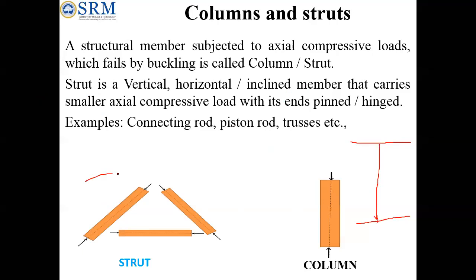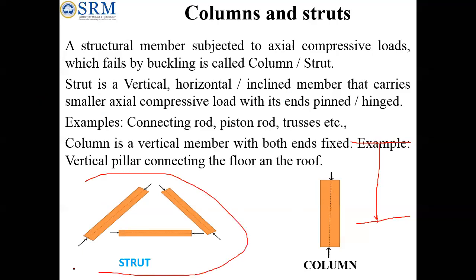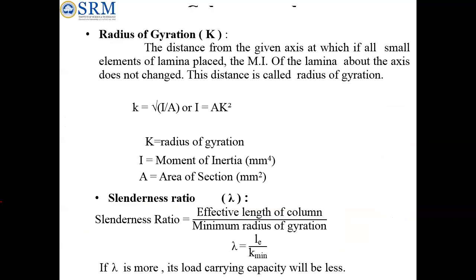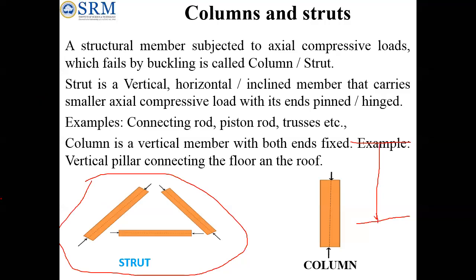And typically these struts will come under short columns. We'll discuss the types of columns also, that is, what is a short column, what is a medium column. Examples given for struts are the connecting rod, piston, and trusses. The other difference between column and strut is that struts are generally short columns.